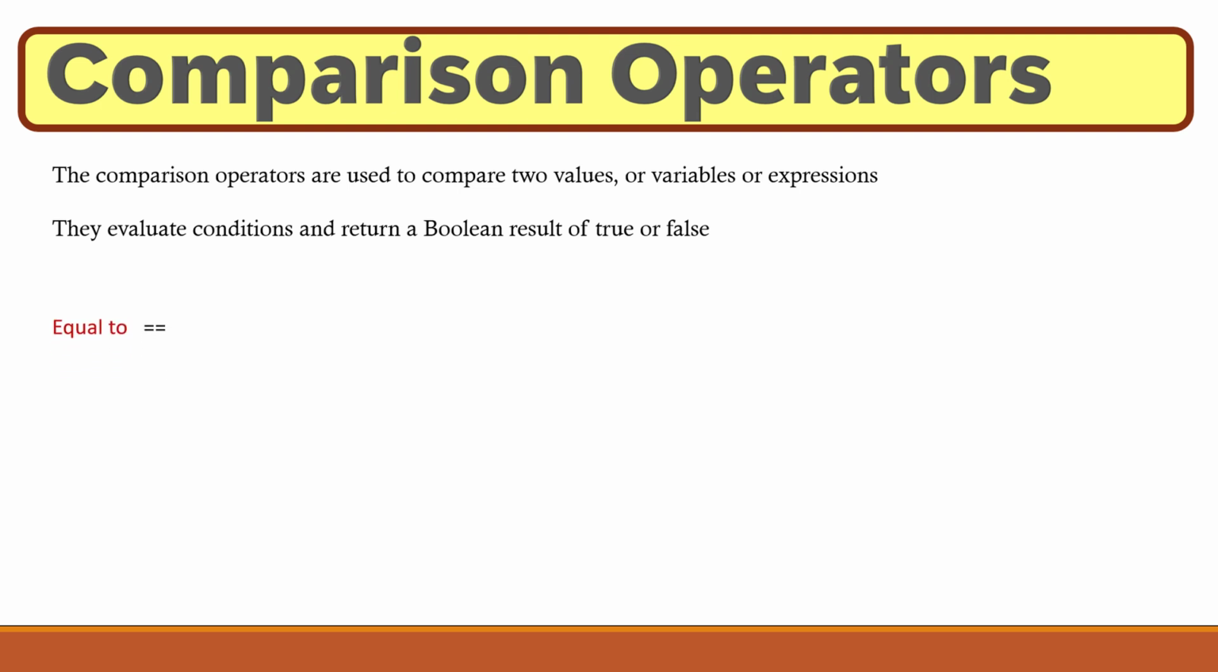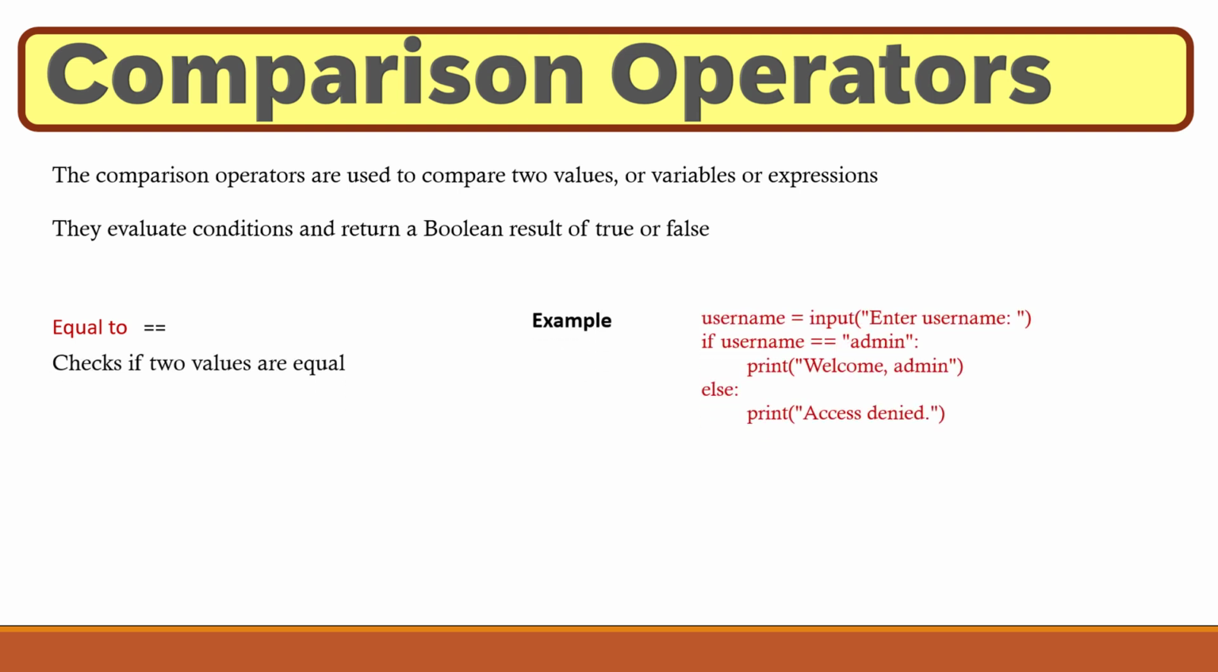The first comparison operator we will have a look at is the equal to operator, and we have to use two equal symbols, as a single equal symbol is used as an assignment operator when we assign values to our variables. So to use a comparison operator, we use two equal signs. The equal operator checks if two values are equal. It compares both the type and the value, so 5 as a string equals 5 would return false, since a string is not the same type as an integer.